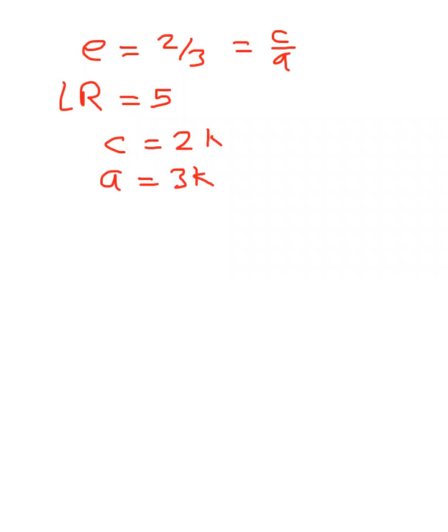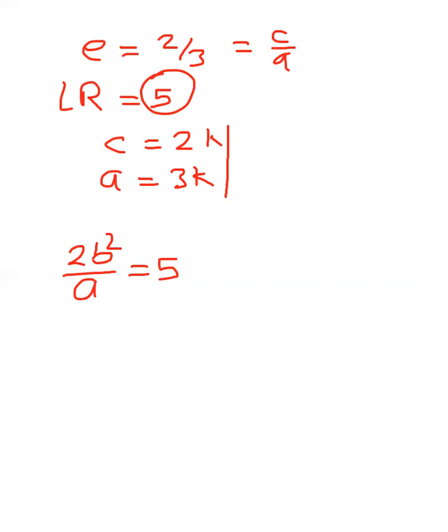Now see, latus rectum. What is the condition for latus rectum? It is 2b square upon a equals 5. It is given to us. Now with these two things we need to make the best condition. So first of all, I'm applying the relation between a, b and c.